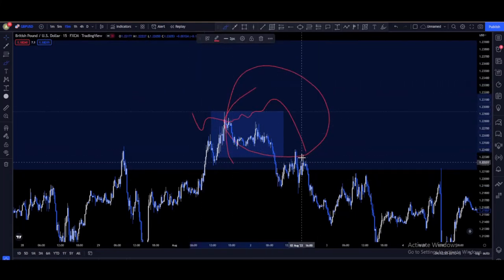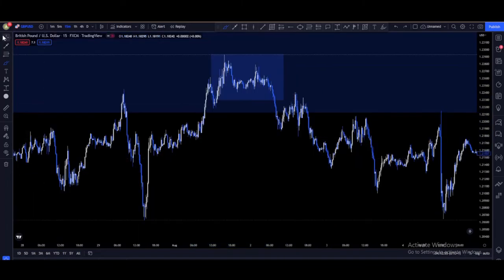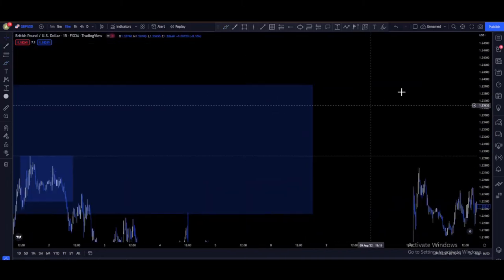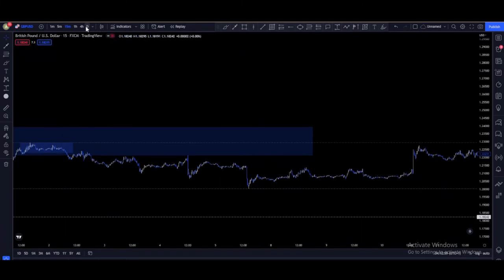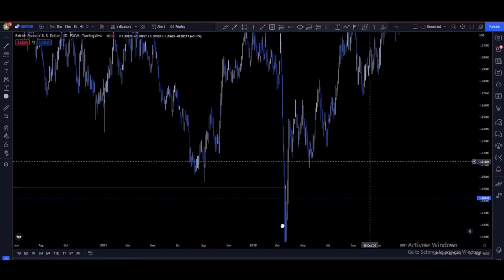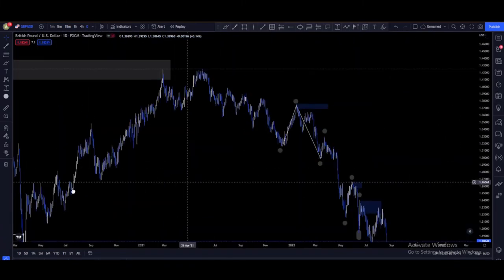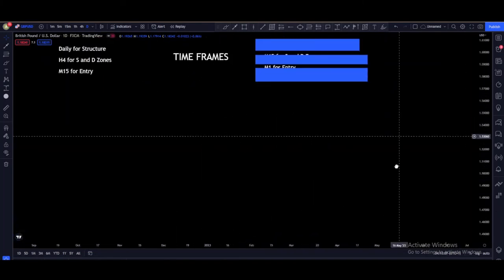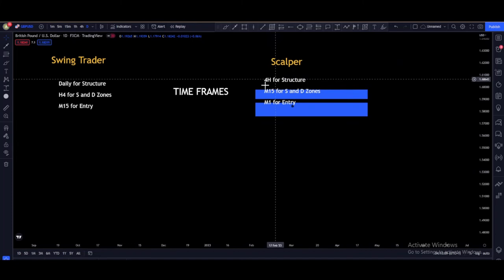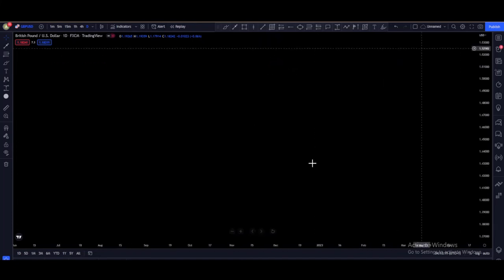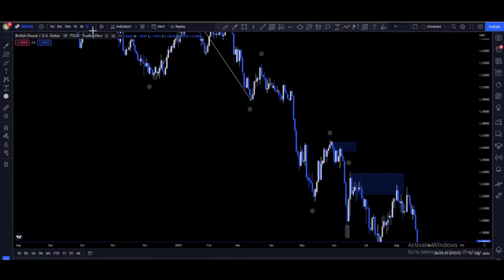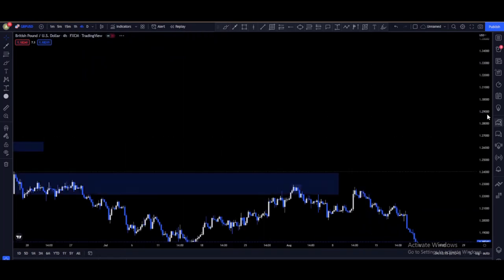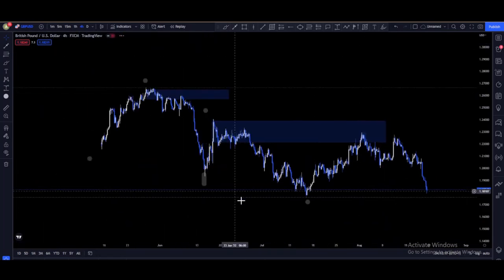Alright, that's for entry, and that's for swing traders, sorry. Let's go over to scalpers. What should scalpers do? First, I want to advise scalpers to use H4 for structure. So we're starting with H4 for structure, because we want to be in and out of the markets pretty fast.